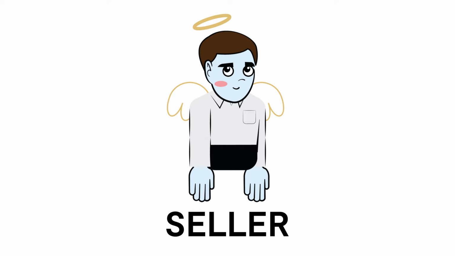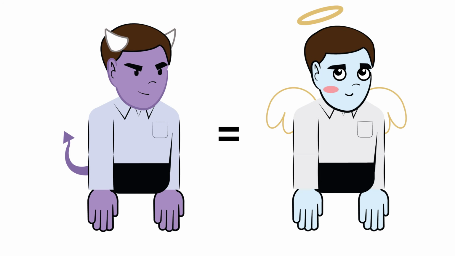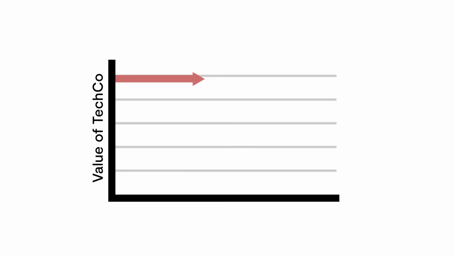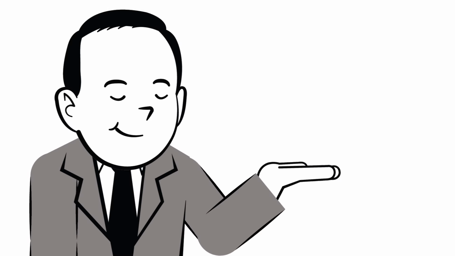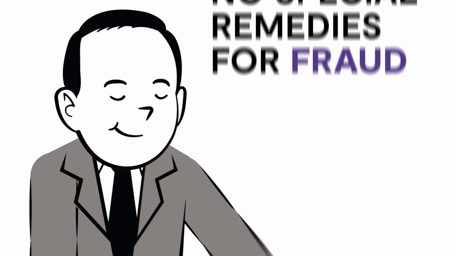And I propose that fraudulent misrepresentations be treated no differently than innocent misrepresentations. The economic harm to the buyer is no different in either case. It shouldn't matter whether the seller knew the representation in question was wrong. The risk allocation should be the same either way. So no special remedies for fraud.